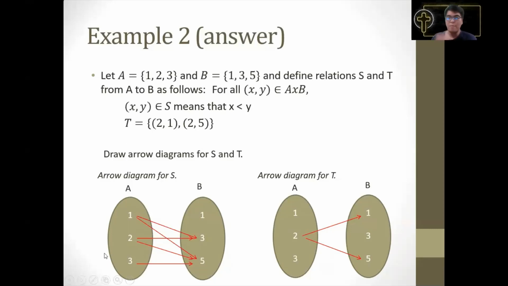So what are the domain and codomain of relation S? We could say that the domain of relation S is 1, 2, and 3, while its codomain is 3 and 5. In relation T, we could say that the domain is 2 and the codomain is 1 and 5.